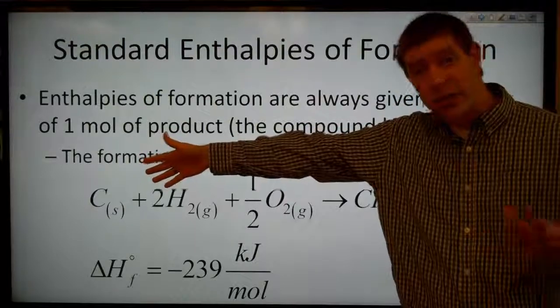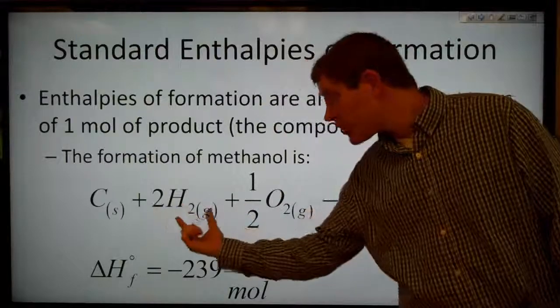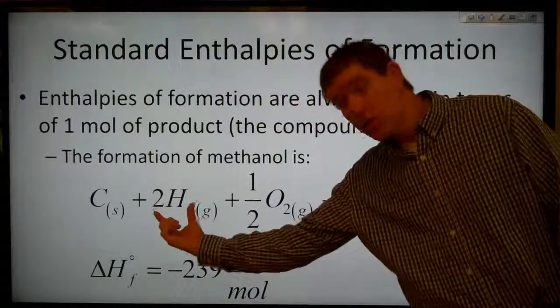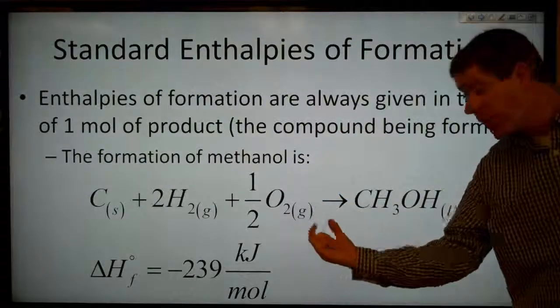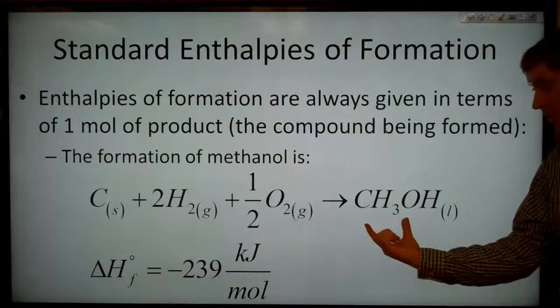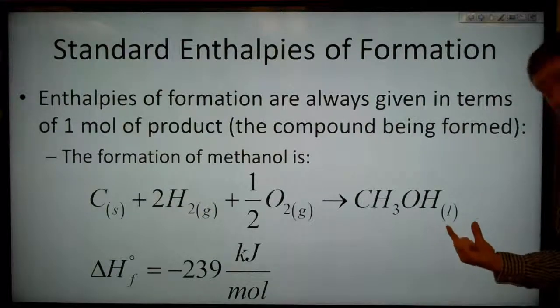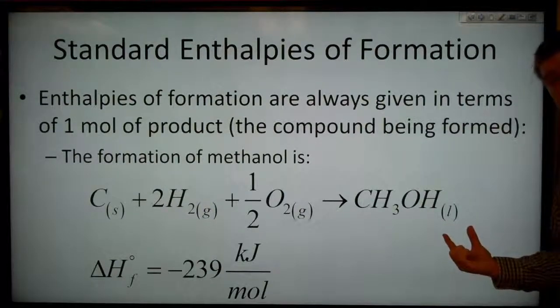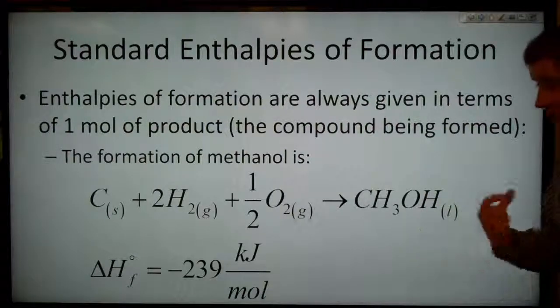Carbon standard state would be graphite at 1 atmosphere and 25 degrees C, plus hydrogen in its gaseous state. We need 2 hydrogen molecules, plus half of an O2 molecule, gives us methanol. So CH3OH is methanol. Its standard state is liquid. So at 25 degrees C, it's a liquid.